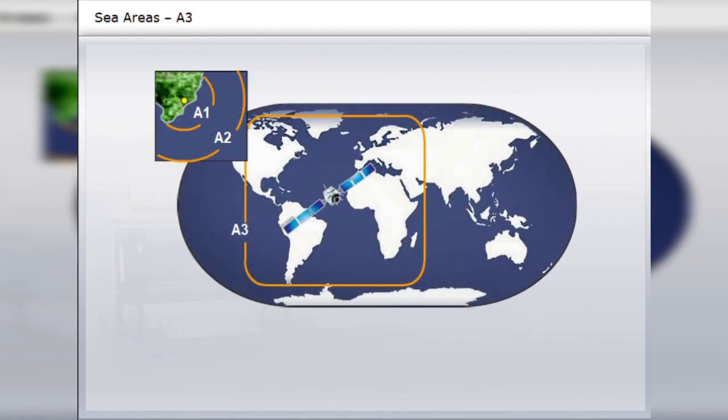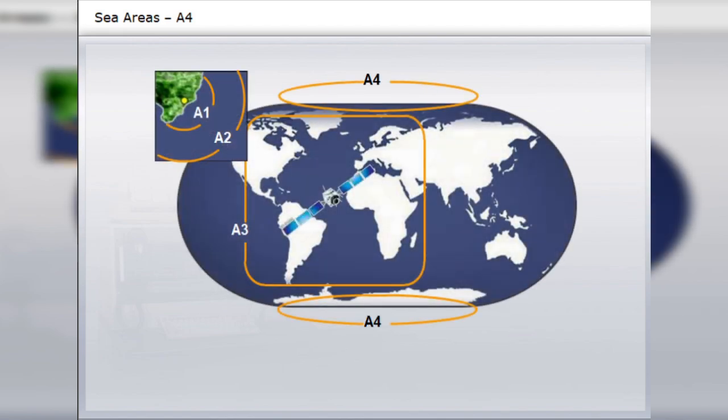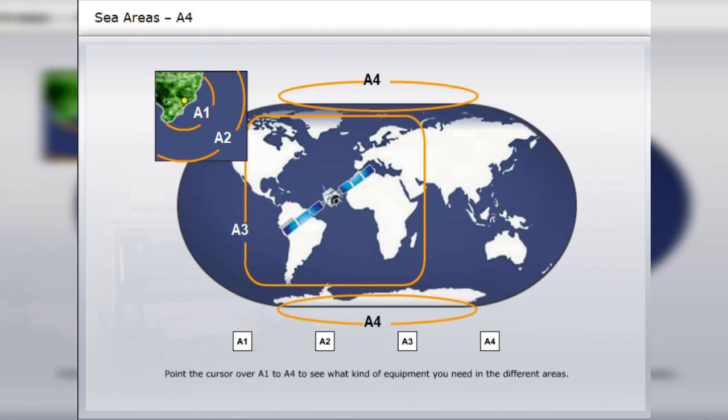A3, within coverage of the Inmarsat satellite system, but outside the areas A1 and A2. A4, all areas outside A1, A2 and A3, that is, the polar areas. Now point the cursor to the different sea areas to learn about the basic carriage requirements. You should check your ship's valid safety radio certificate to confirm its specific equipment carrying requirements.